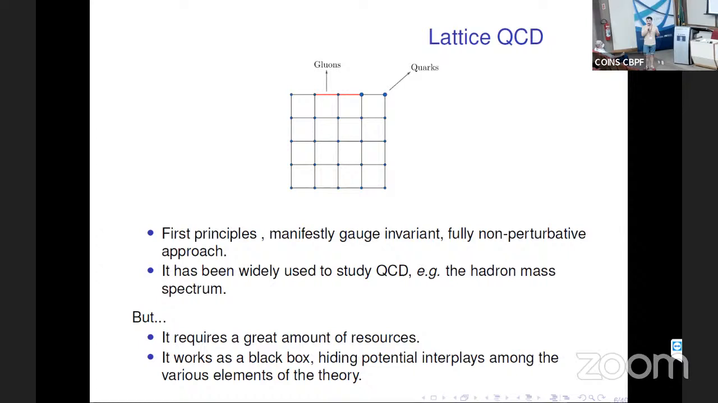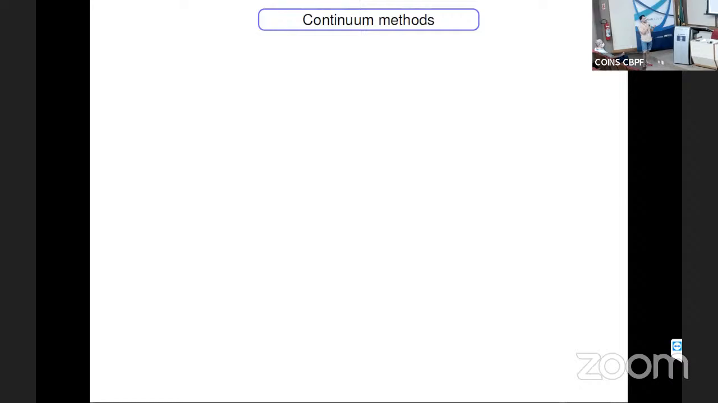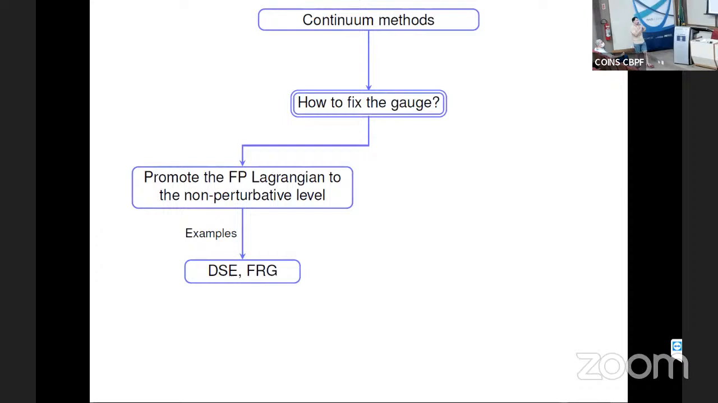And in some sense, it works as a sort of black box, hiding potential interplays among the various elements of the theory. So continuum methods could be of help to understand better these interplays. Now, we can broadly divide these methods according to how they respond to this question: how do we fix the gauge, right? We can promote the Faddeev-Popov Lagrangian to the non-perturbative level. And here we can include, for instance, Dyson-Schwinger equations and the functional renormalization group.